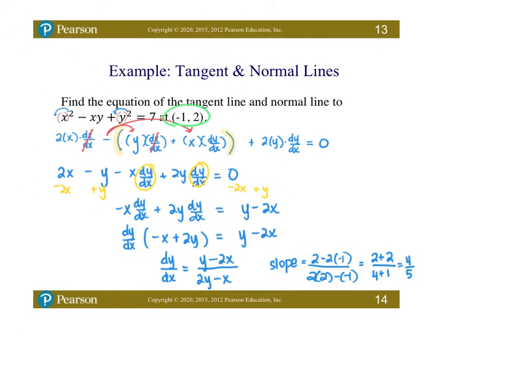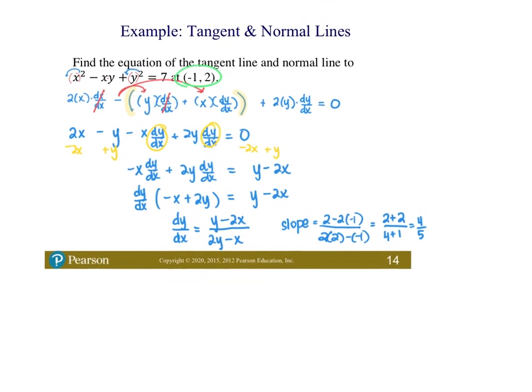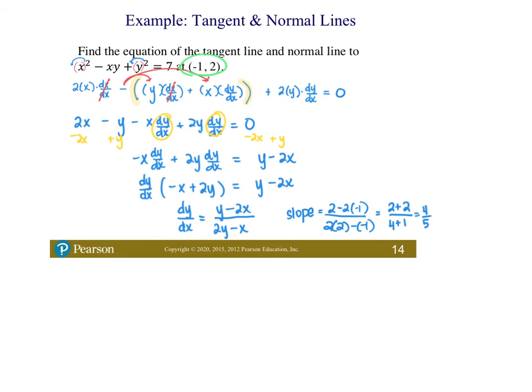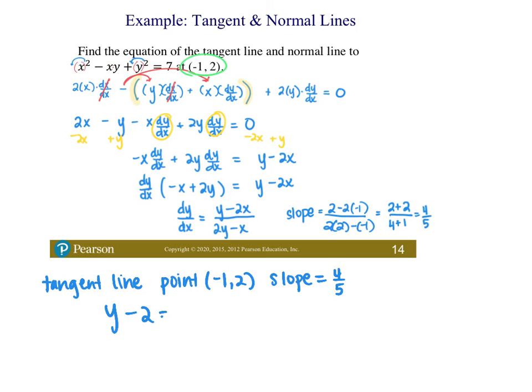Okay, now we're ready to answer the question. The question is, find the tangent line and the normal line. So remember, for the tangent line, we just need a point and a slope. So the point is negative 1, 2, and the slope we just found is 4/5. So the tangent line will be y minus 2 equals 4/5, the slope, times x plus 1.